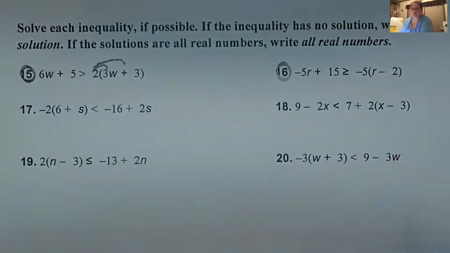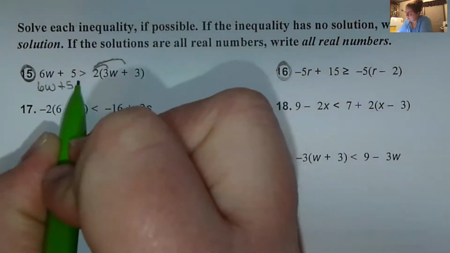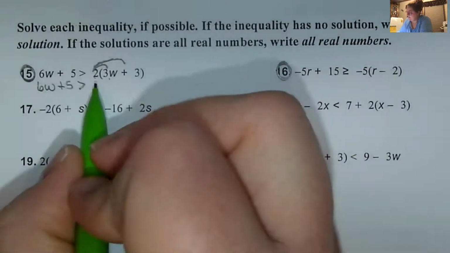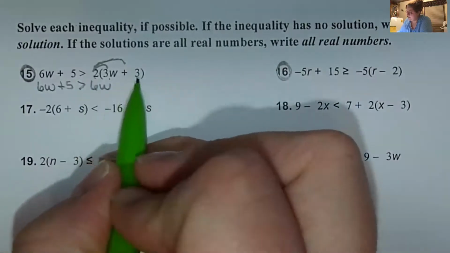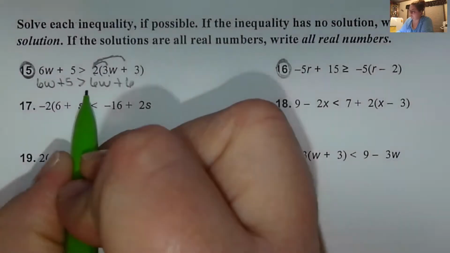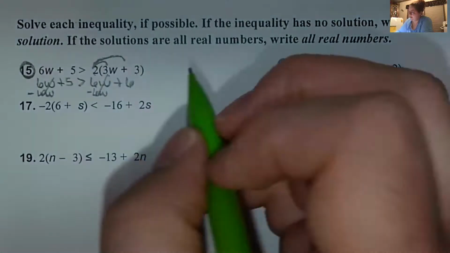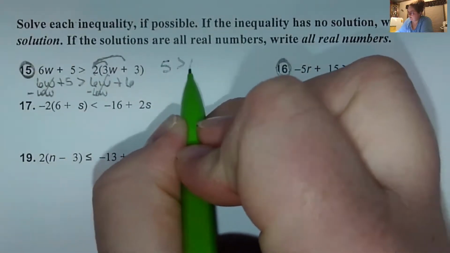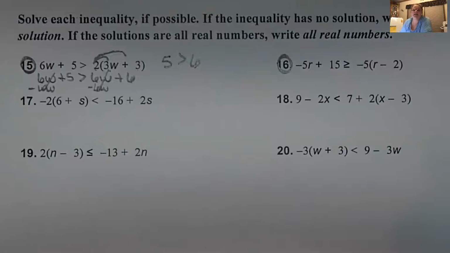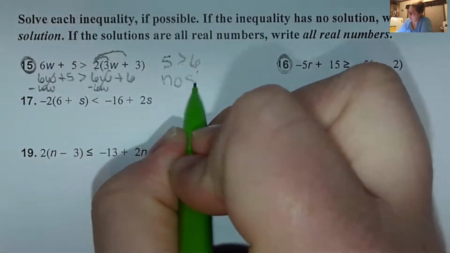Okay, we're going to distribute that 2 through. So I still have 6w plus 5 on this side, greater than 2 times 3w is 6w. 2 times 3 is 6. Okay, want all your w's on one side, all your numbers on the other. So I'm going to subtract that 6w. Oh no, 6w's are gone on both sides. So I have 5 is greater than 6. Okay, does that make sense? Is 5 bigger than 6? No, that doesn't make sense.